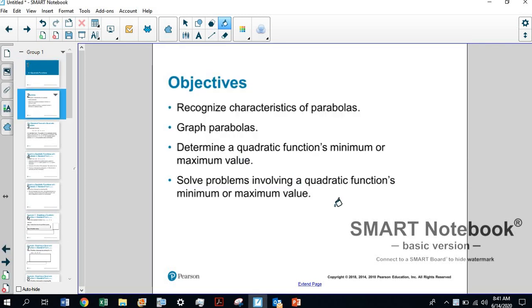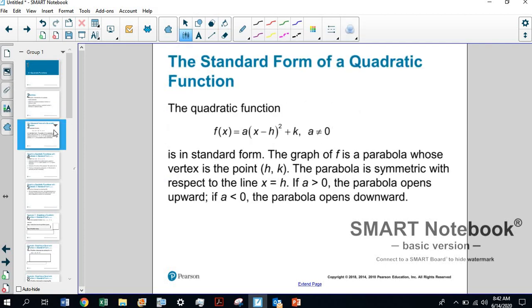We're going to talk about quadratic functions to recognize that all quadratics have the graph of a parabola, and so we're going to talk about what that means and what that looks like and how to find it. We're going to determine a quadratic's minimum or maximum value, and then we're going to use that information to help us solve max-min problems. Okay, so a basic quadratic function looks like this.